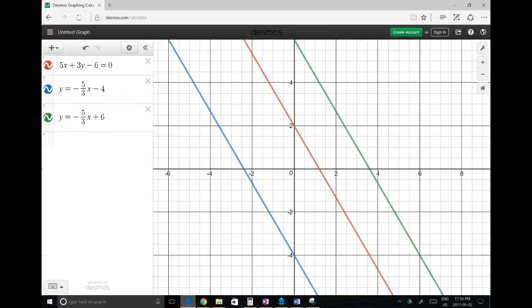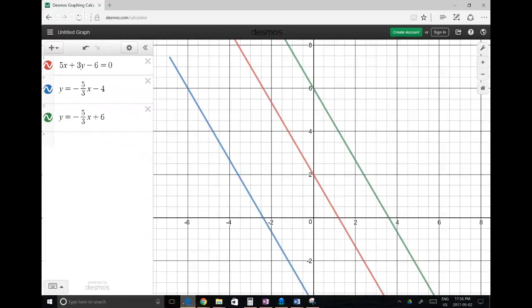If you look, those three lines, sure enough, are parallel. They're never going to meet. They're never going to meet because they have the same slope. So there we have it.